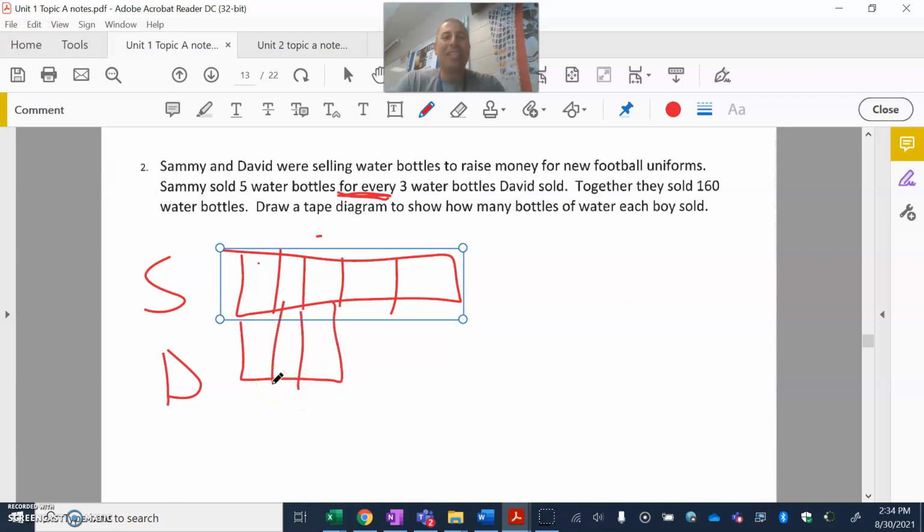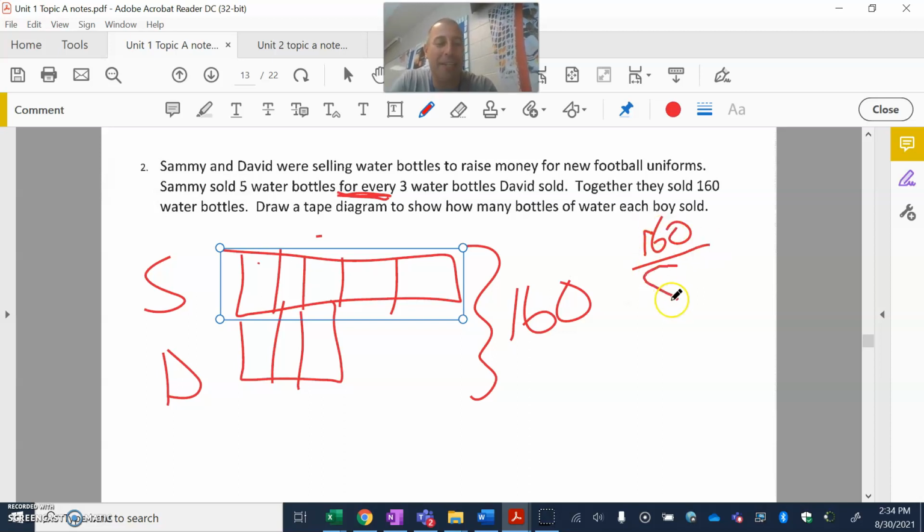Okay, so together. That means all of them. Together is another way of saying total. They sold 160 water bottles. So I've got to use all the boxes together. You can add them up, but I know it's 5 and 3, so I've got 8. I'm going to take that 160, divide it by 8, and I get 20. Each one's worth 20.